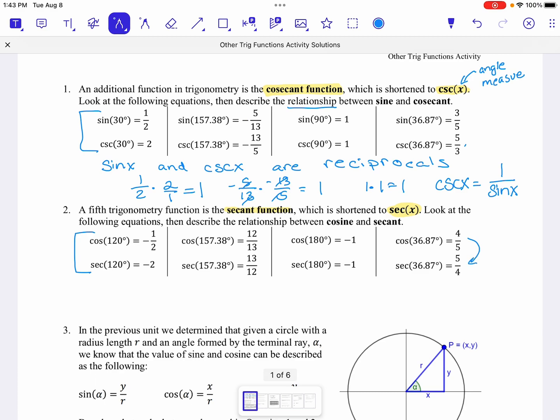5/4. And so just like we had up top, what you should notice is that cosine and secant are also reciprocals of each other. So if I multiply their values together, they would be equal to 1. And so just like with cosecant, we can think of secant as simply equivalent to 1 over cosine of x. It's the flip-flop version of those fractions.